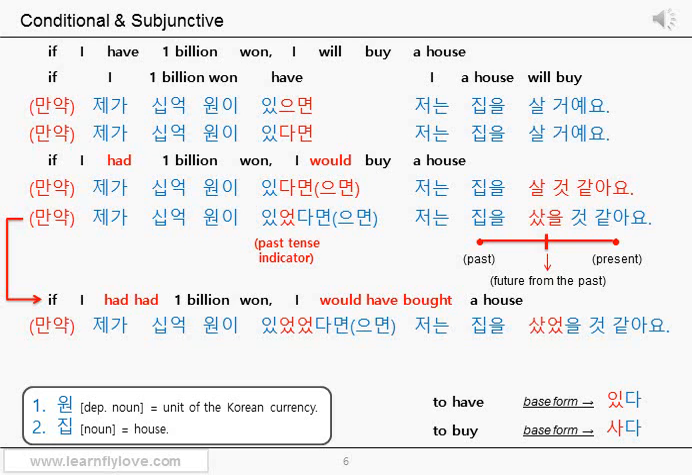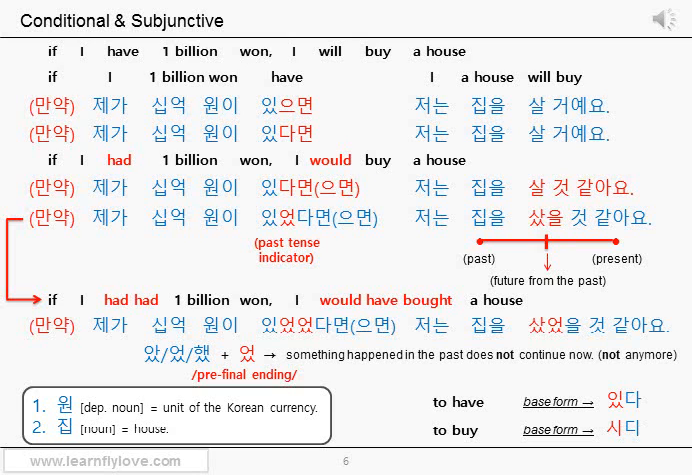있었었다면. We know the first 었 is a past tense indicator. Then what is the second 었? It's not the past tense indicator. It's a pre-final ending. This sound is used right after the past tense indicator 었 and provides us with the additional information that something happened in the past does not continue anymore.